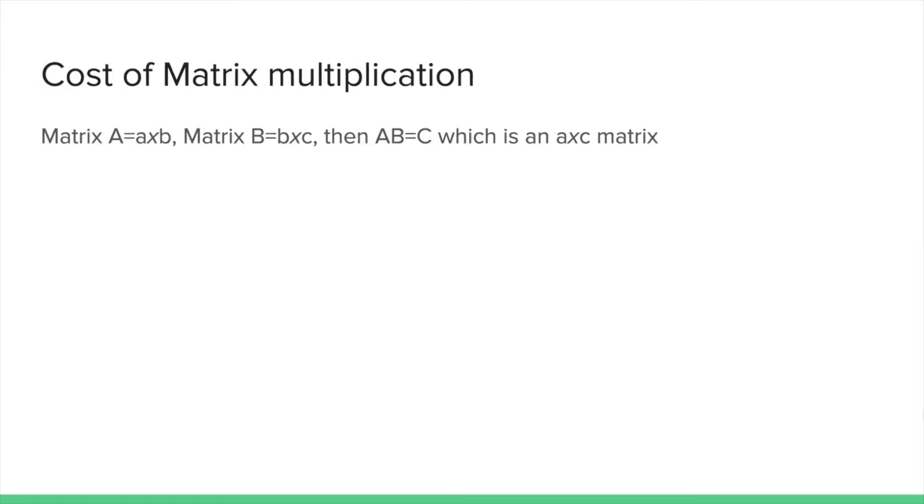Let's look at the cost of a matrix multiplication. Just the basics: we're multiplying two matrices together, let's say matrix A and matrix B, to get matrix C. To multiply two matrices, the number of columns in matrix A has to be equal to the number of rows in matrix B, or else the matrix multiplication is not possible. That's one of the basic rules of matrix multiplication. Multiplying A and B together gives you a matrix C, whose size comes from the number of rows in A and the number of columns in B.